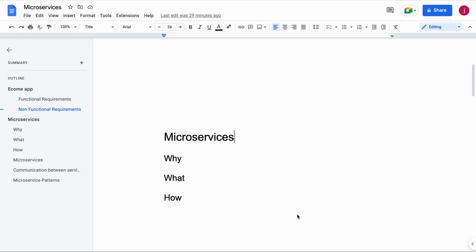There would be three parts. Why do we need microservices? What are microservices? And the third one, how we can build microservice architecture.